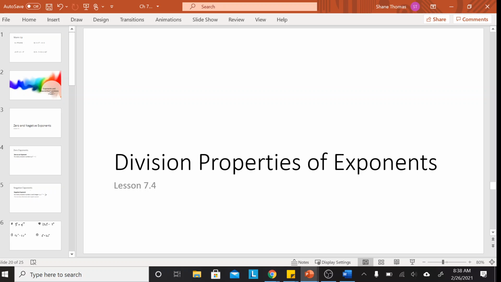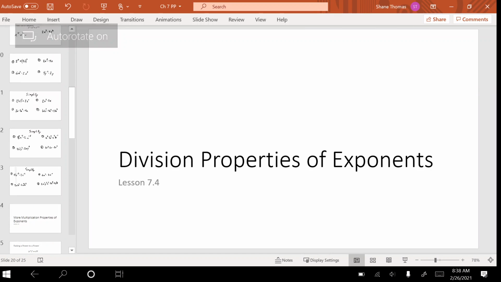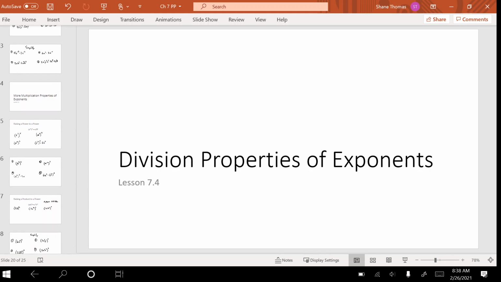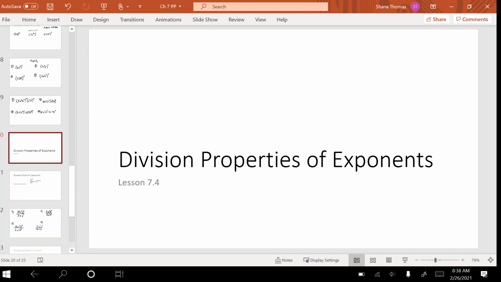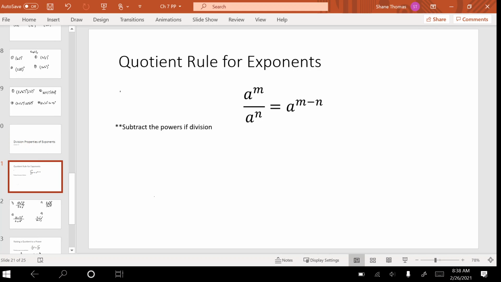All right, so before I even go any farther than this first slide, if we multiplied, we added the exponents, correct? So if we divide, what do you think we do the exponents? There we go, we subtract them. So here's your rule. The quotient rule is a to the m over a to the n is equal to a to the m minus n. So basically, it's division, you subtract the powers.